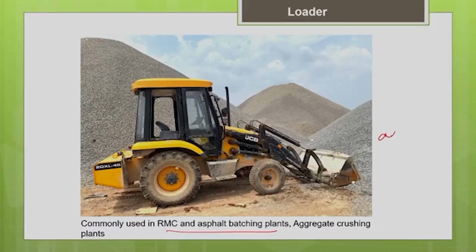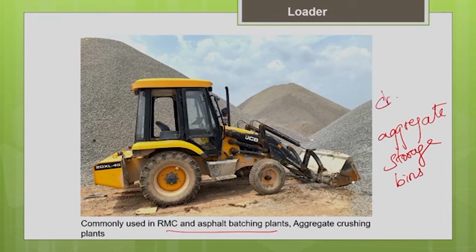Okay, so into the aggregate storage bins. There will be some storage bins for aggregates at the RMC batching plant. The charging of aggregate storage bins will be done with the help of a loader. So, the loader will carry the material and then load it into the storage bins. So, that is another application.